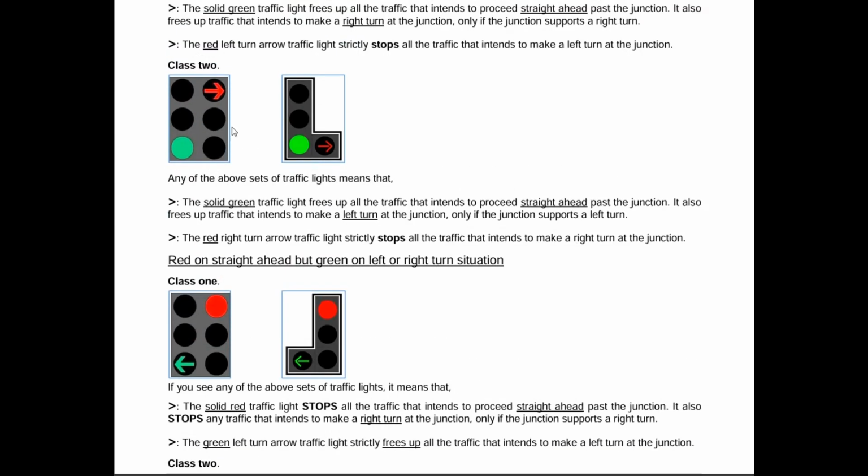Now in this situation, we have a solid green traffic light and a right turn arrow traffic light that is red. If you are turning right at the junction, you must not go. You should stay behind for the moment because your traffic light is red. So if you're turning right at a junction and you see a red arrow, it means that you should not go because your traffic light is red. So I hope I'm clear with that.